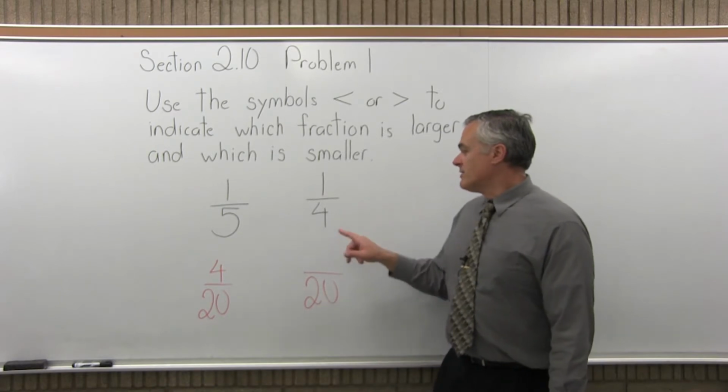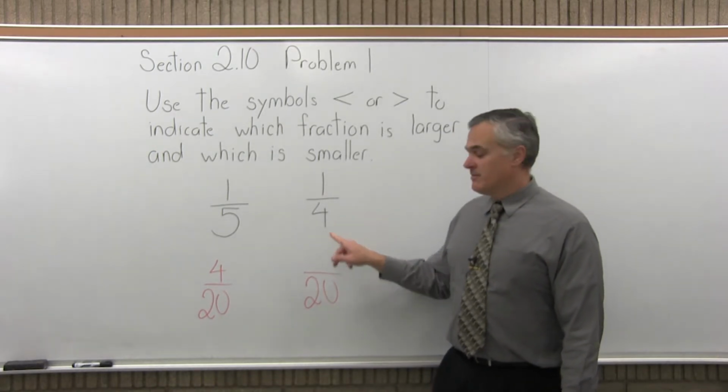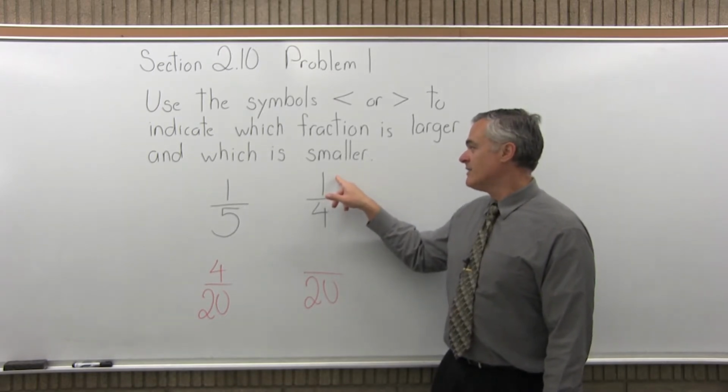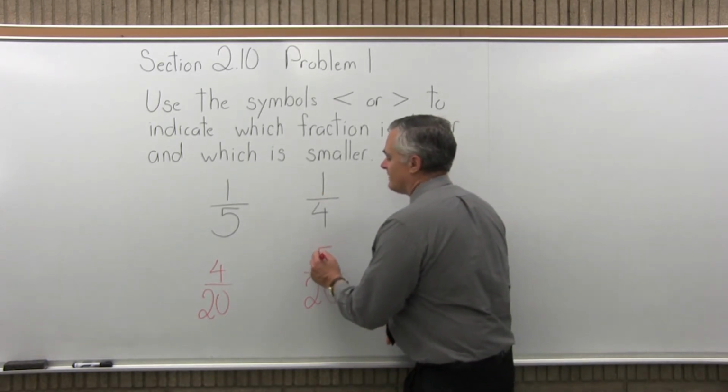Now the 1/4, some value times 4 makes a 20. That value must be 5. So the numerator must also be times 5. 1 times 5 is 5.